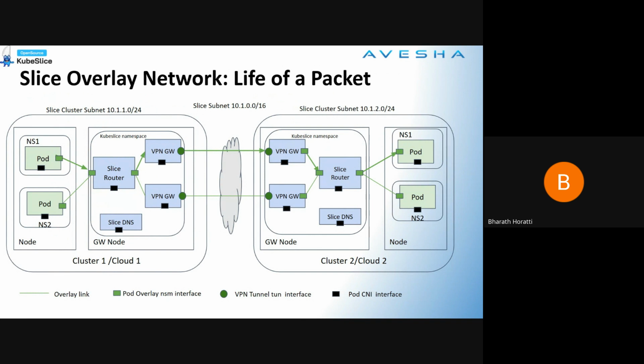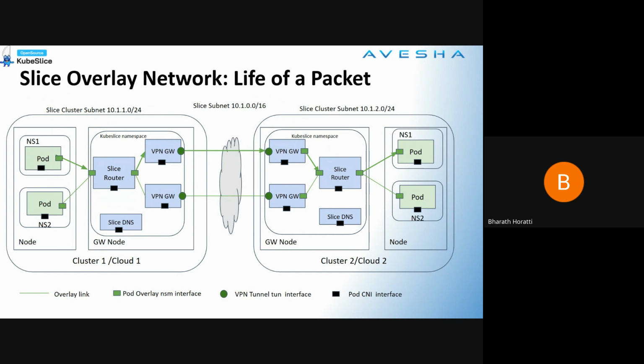All right. So I just wanted to show you the life of a packet. So the interfaces, and so these boxes are pods, and there are two types of interfaces marked on the pods. One marked in green is the NSM interface that KubeSlice injects. The one in black is the CNI interface that the CNI running on the Kubernetes cluster inserts.